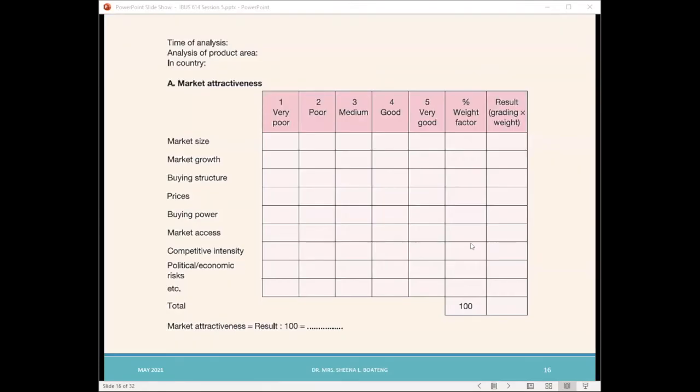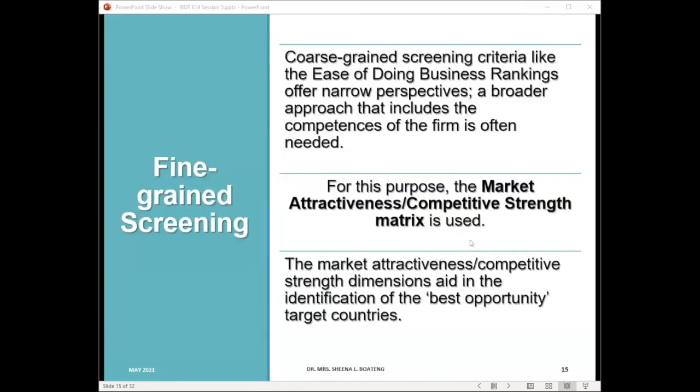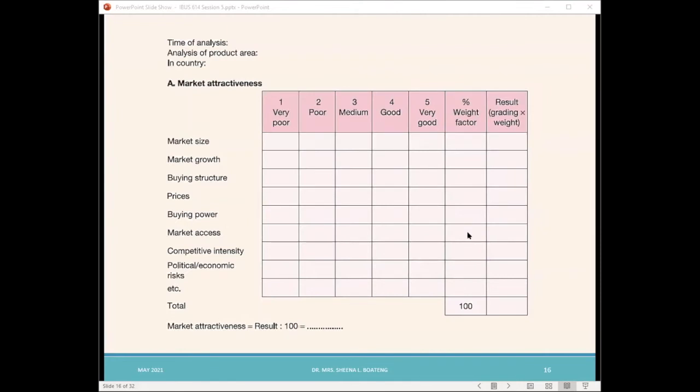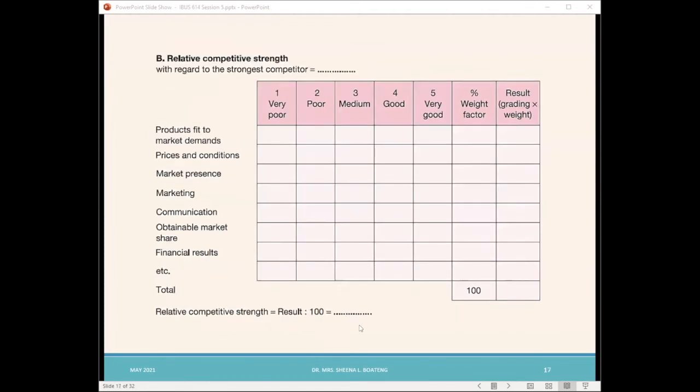So there are separate matrices for these two aspects. There's one for market attractiveness, and then there's one for competitive strength. Now, by the end of filling in each matrix, the firm ends up with a score over 100. And depending on how high the score is, for instance, for market attractiveness, we'll be able to determine whether or not a market is attractive enough to pursue. Likewise, in terms of competitive strength, the higher the score, over 100, the more competitive the firm will be in this market that they are purporting to enter into.